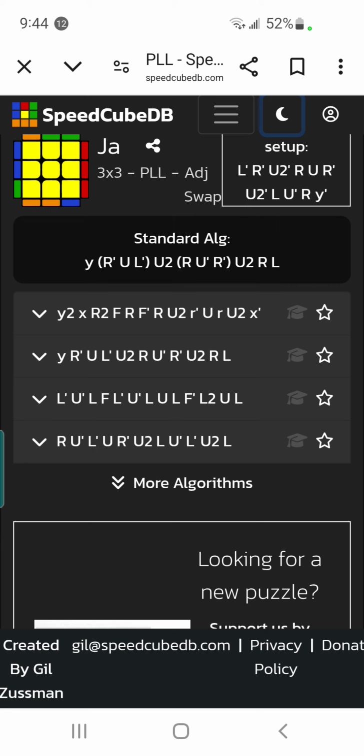Now let's do it one more time until it gets solved. R2, F, R, F prime, R, U2, R, wide R prime, U, wide R, U, U2, X prime.